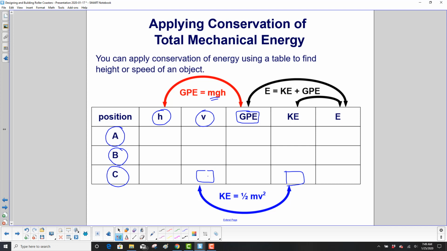Then you can find your total mechanical energy, which will be your kinetic energy plus the gravitational potential energy. So we add this term here, GPE plus KE, and you can see how here comes the GPE over here. Here comes the KE. You add them together and you get total mechanical energy.